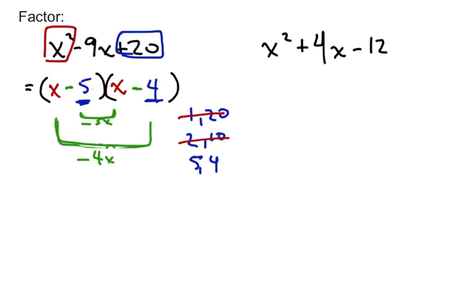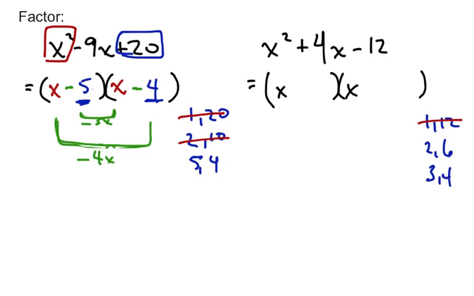The more you do this, the quicker that you get at it. If we wanted to FOIL x squared plus 4x minus 12, we know it's going to factor into x and x. And now we look at those pairs for 12. It's either going to be 1 and 12, 2 and 6, or 3 and 4. And just scanning the pairs, 1 and 12, that doesn't make 4. 2 and 6, now we can make a 4 out of that, and we can't make it with a 3 and a 4. So that means our numbers are going to have to be 2 and 6.